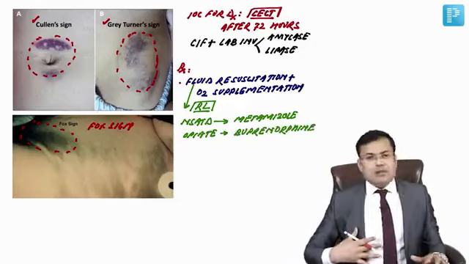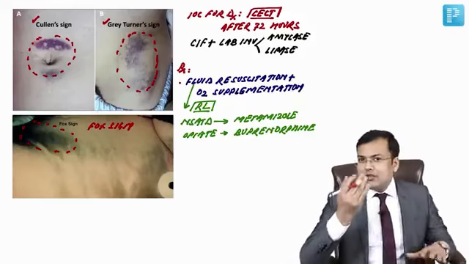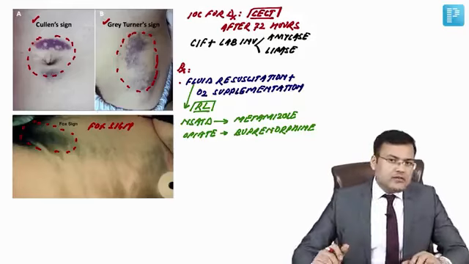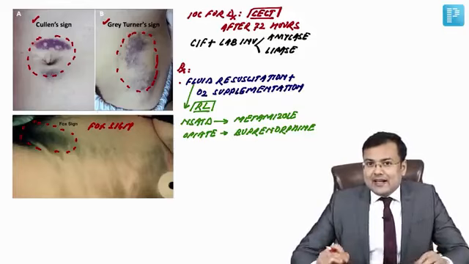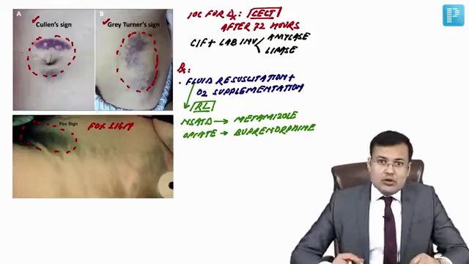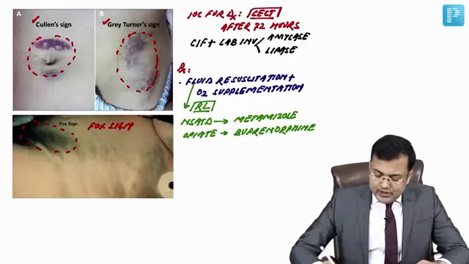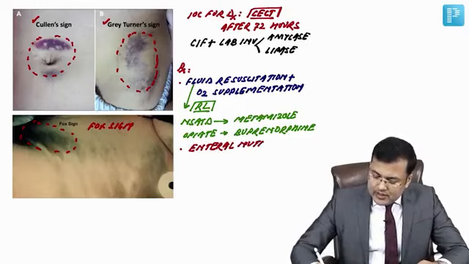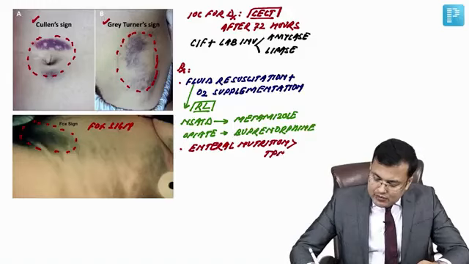Second, patient is having paralytic ileus, that's why we have to start the nutrition. Which kind of nutrition is preferred? Enteral nutrition is preferred over total parenteral nutrition. So in acute pancreatitis, enteral nutrition is preferred over total parenteral nutrition.